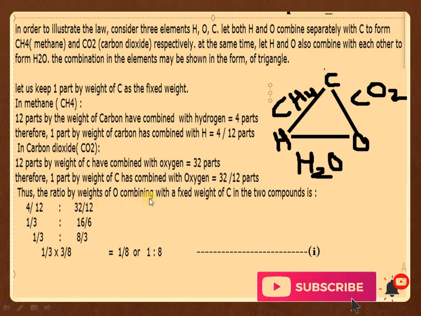Therefore, the ratio of the weights of hydrogen and oxygen combining with the fixed weight of carbon in the two compounds will be given as 4 by 12 to 32 by 12. When we take the ratio of them, we can easily get 1 upon 8 by simple calculation. This goes upside, this goes downside, and during this multiplication 3 cancels with 3 and we have 1:8.